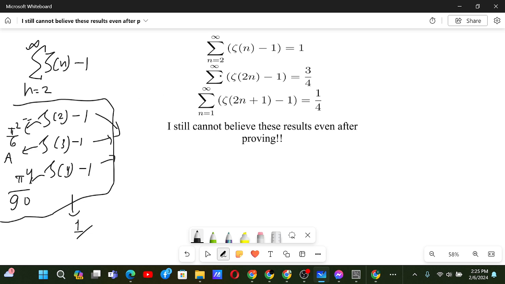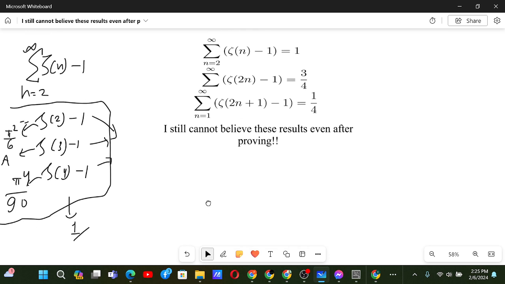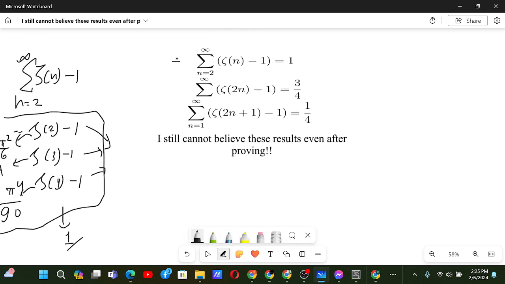Now in this video let us prove this. We will begin with the first one itself because this one is kind of easier, and then these two are just the same. We will do all of them though.